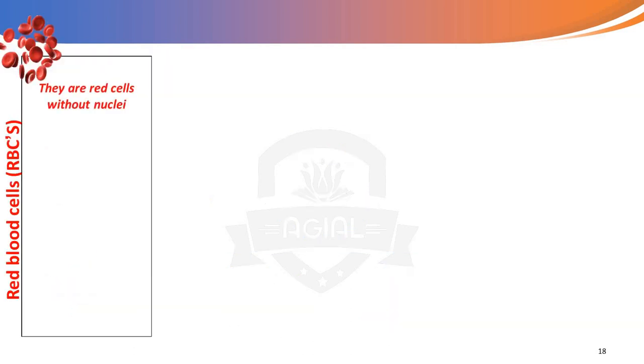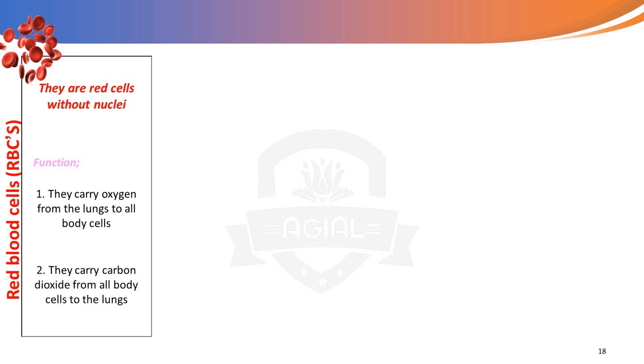Firstly, red blood cells. They are red cells without nuclei. They carry oxygen from the lungs to the body cells. So the cells that carry the oxygen from the lungs are the red blood cells in the blood, and they carry carbon dioxide from all body parts to the lungs.